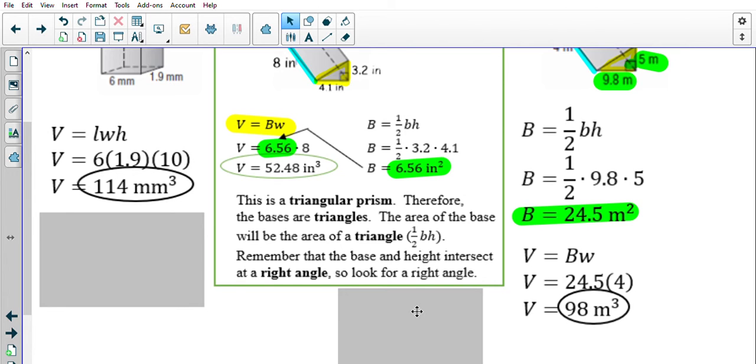Again, first thing you want to do is identify the shape of the base. If it's a triangle, use the formula for the area of a triangle, which is also on your formula sheet. Find the area of the base, identifying base and height of the triangular base. Replace capital B with that area, and then multiply by the width, the distance between your two bases. Let's try another one.